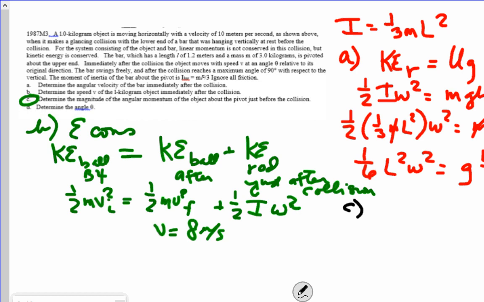All right, so determine the magnitude of angular momentum of the object about the pivot just before the collision. Okay, so we're talking about that little blob. Since it's a little blob, you're going to use the traditional formula for angular momentum, MVR. We already know its mass. We know the initial velocity because it's told to you in the question, it's 10 meters per second. The radius is going to be acting along the length of that bar.